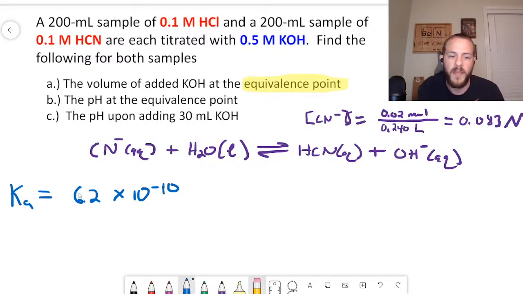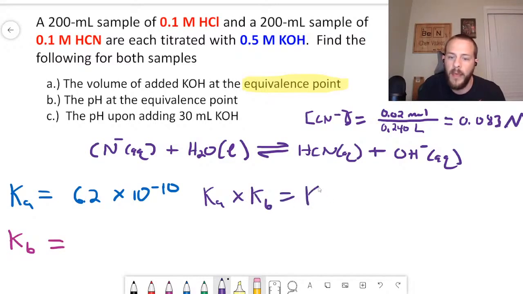Anyway, so yes, this is the acid dissociation constant. It is just the equilibrium constant associated with the equilibrium reaction of hydrocyanic acid with water to produce cyanide ion and hydronium ion. But we have Ka, and what we really need is Kb. So how do you get Kb from Ka? Well, you understand that Ka times Kb is always going to be equal to Kw, the ion product constant for water. So the product of Ka and Kb is Kw.